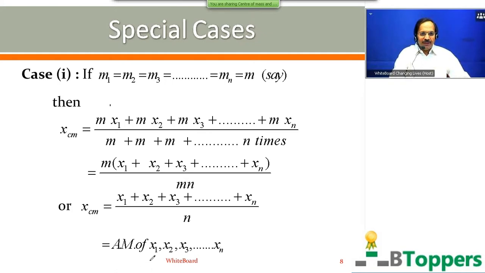That means xcm is the arithmetic mean of x1, x2, x3 up to xn. Come on, finish writing the notes.